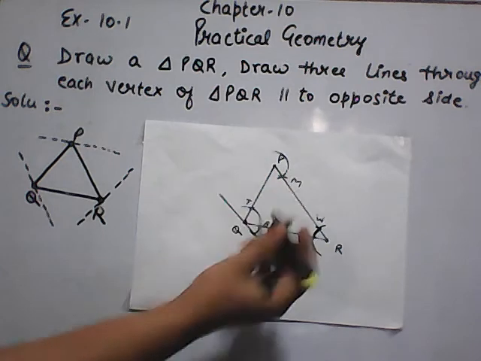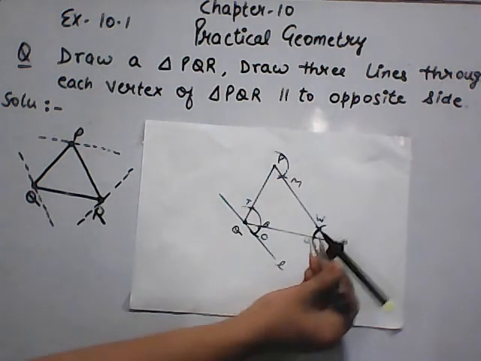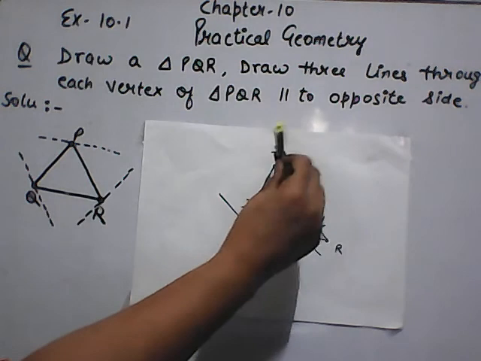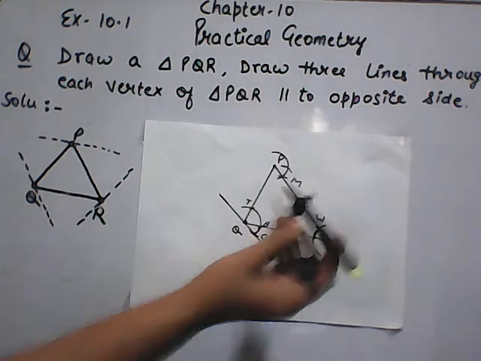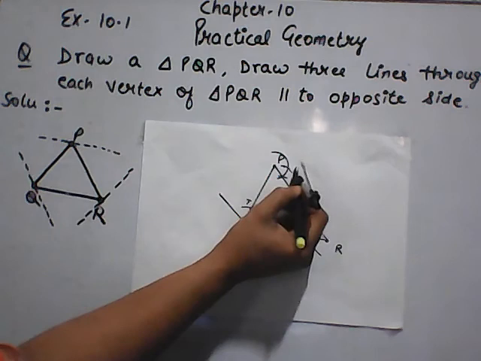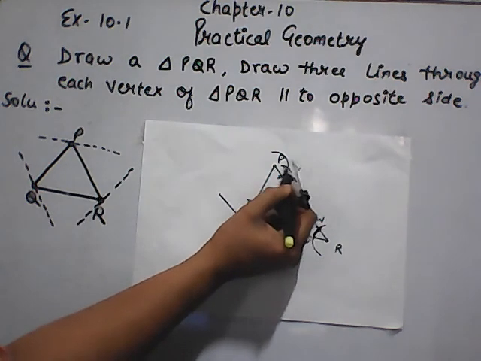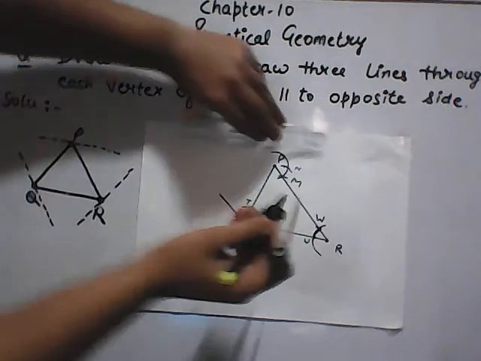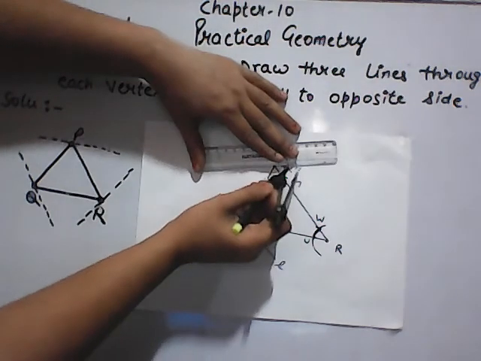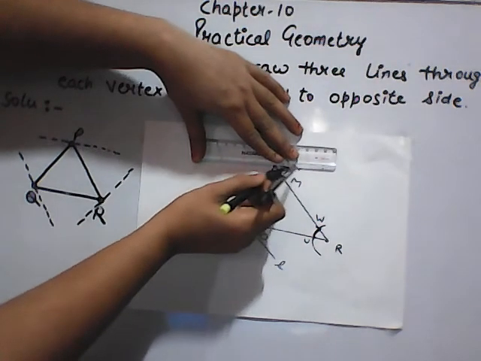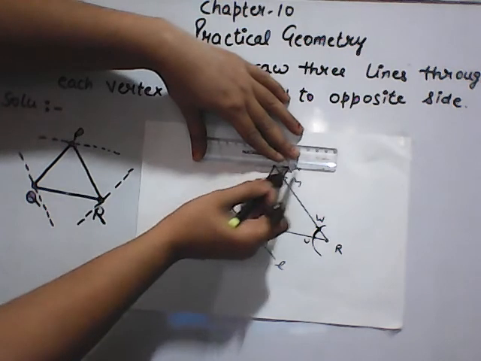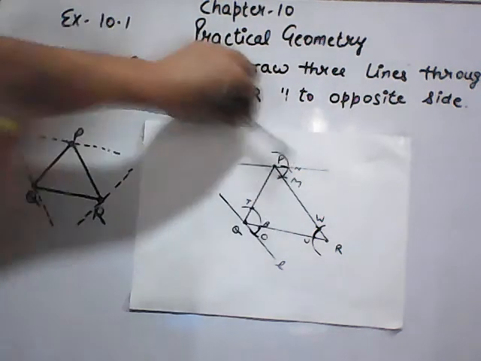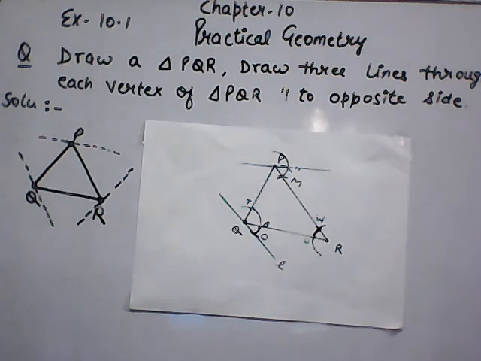Take M as center with radius equal to this angle WU and draw an arc. Suppose it cuts the previous arc at point N. Now join PN. This line is parallel to the opposite side QR.